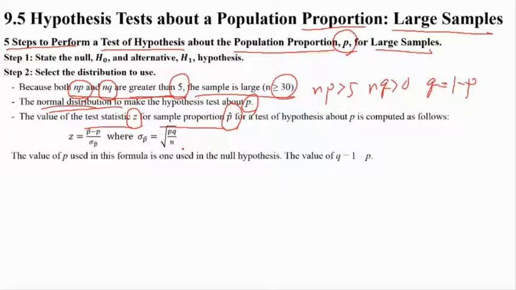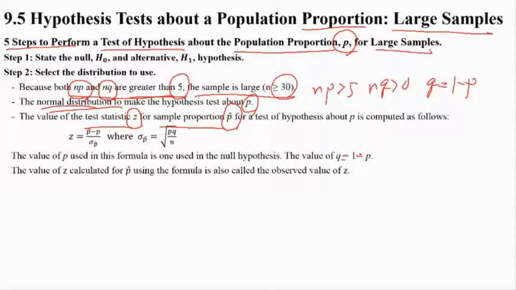All right, next one. The value p is in the formula, and we already mentioned that q equals 1 minus p. So the z value for p hat uses the formula with p. All right, so determine.